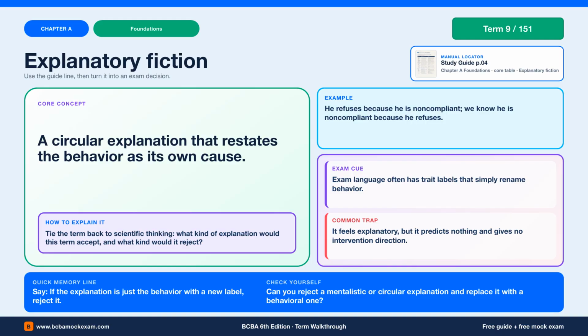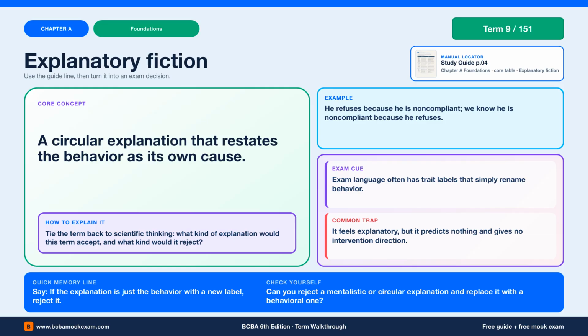Explanatory fiction. Explanatory fiction is a circular explanation. It restates the behavior as its own cause. For example, he refuses because he is non-compliant. How do we know he is non-compliant? Because he refuses. That sounds like an explanation, but it does not predict anything, measure anything, or tell us what to do. The exam cue is a label that simply renames the behavior.